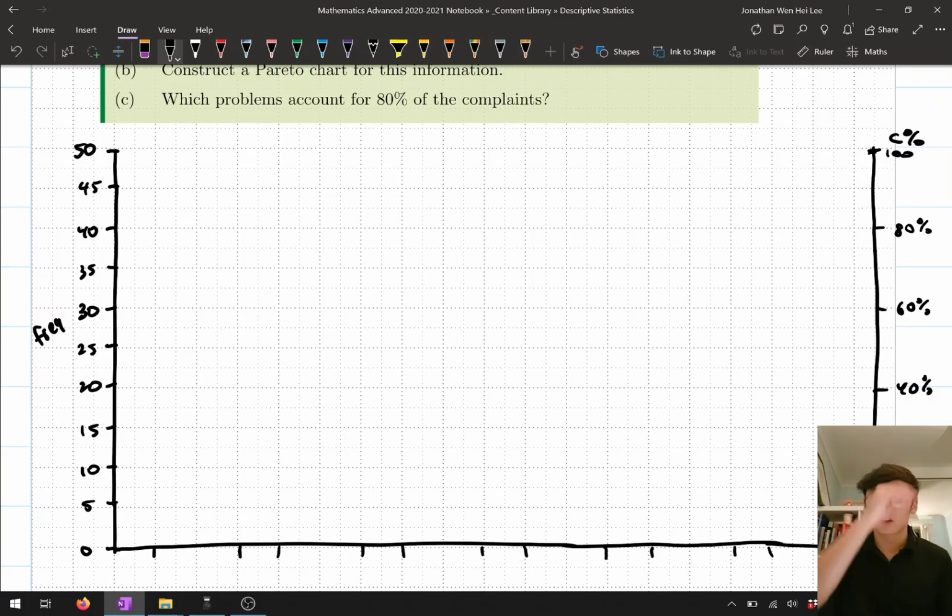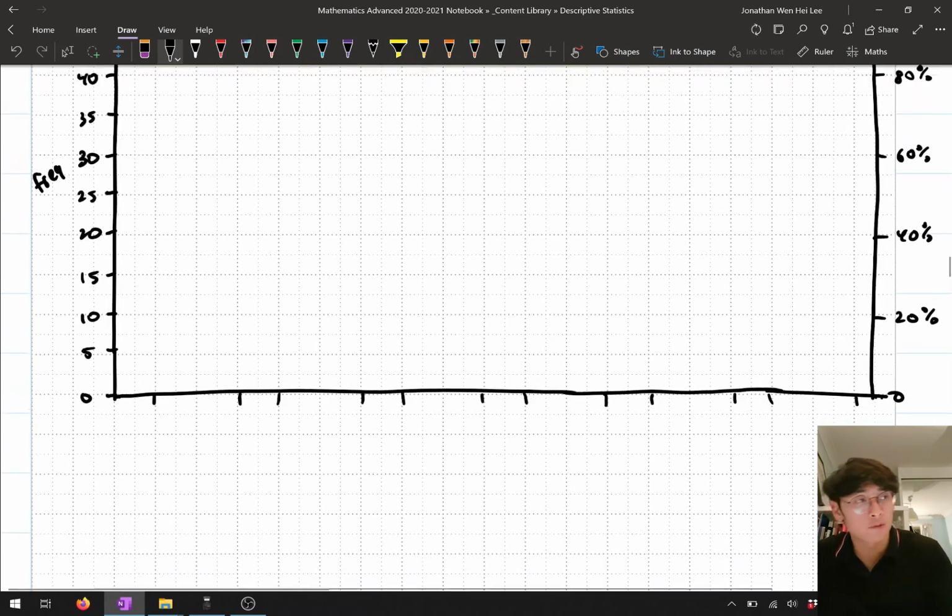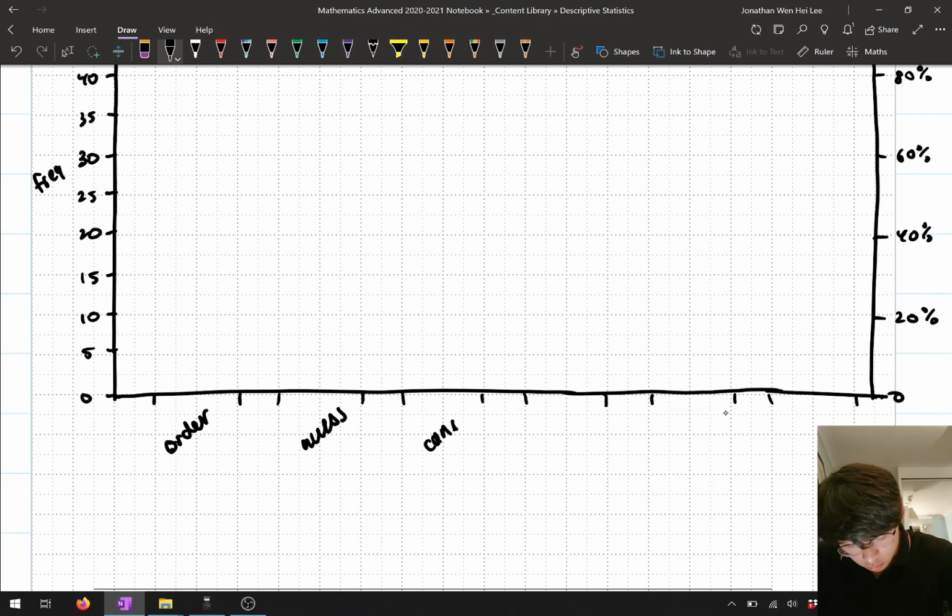Okay. So for my Pareto chart, I put on my columns first. I'm going to put in all of my reasons. The first one was problems completing the order online. Order, I'm just going to shorthand this. Accessing the website, I'm going to say is called access. Cancelled order, cancelled, wrong article sent, overcharging, and the last one was late.